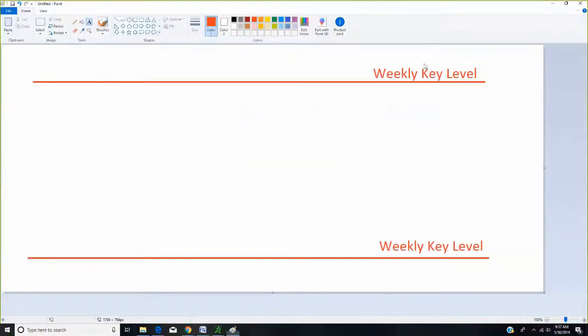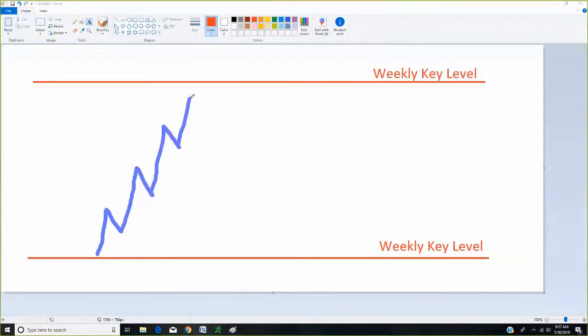So you guys know, let's say, for example, we have weekly key levels. These are our weekly zones. Now, let me get this to blue. Market phase one is the market communicating an uptrend. And it does not matter what time frame you are looking at. If you're looking at the daily chart, the 4-hour chart, the 2-hour chart, the weekly chart, market phase number one, an uptrend, consists of higher highs and higher lows. And you can mark those on your chart.